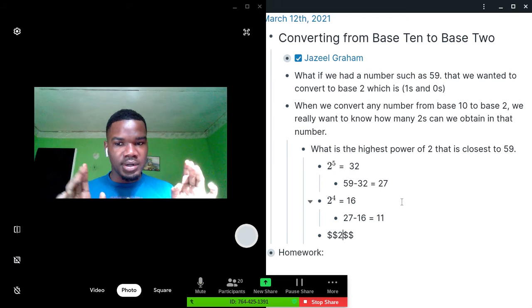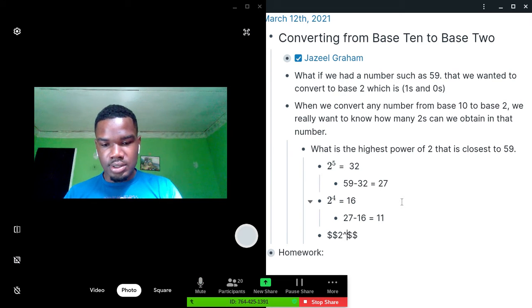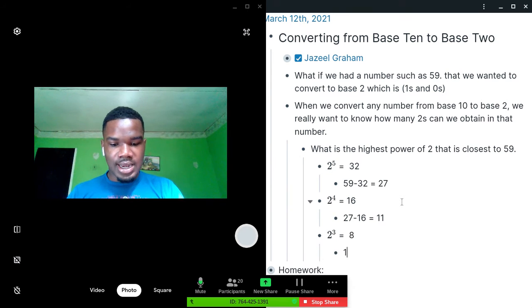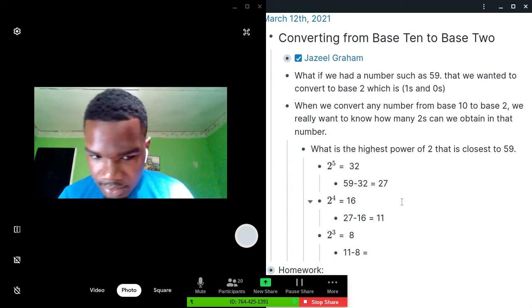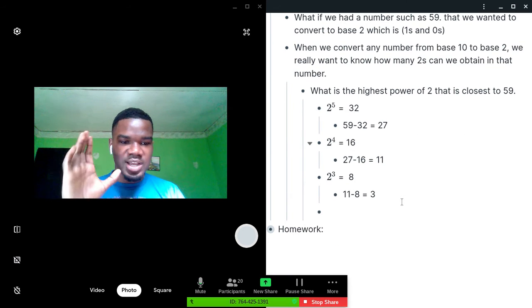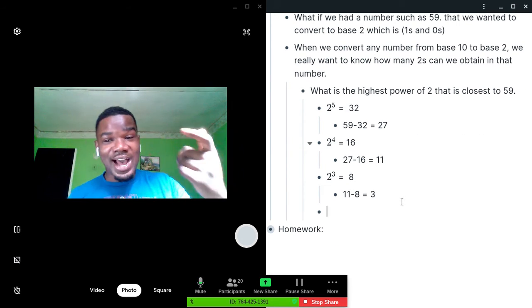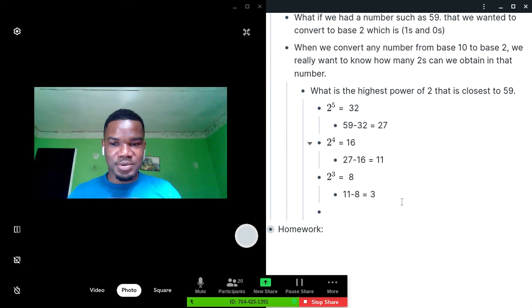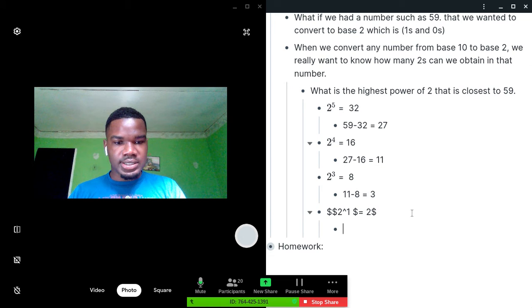So this is the long method, but it's a shorter method that we're going to use. 2 to the 3rd power, which is 8. And then we're going to say 11 minus 8. That gives me? 3, sir. 3. All right. And the last one, because obviously there's only one more time we can do this. What is the highest power of 2 that I can get into 3? 2 to the 1st power, sir. Right. So we're going to say 2 to the 1st power is equal to 2. And therefore, I'm going to say 3 minus 2 is equal to 1.